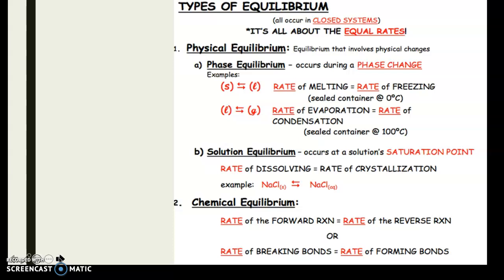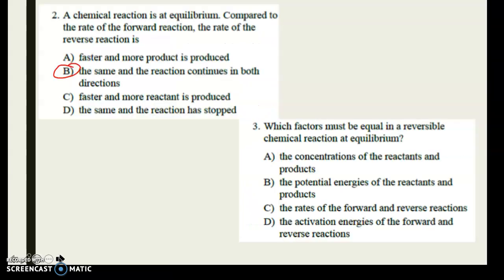Now, in terms of concentration, we cannot have a chemical reaction without concentration. So concentration will always be present for the forward and the reverse reaction, but the rate of the forward will always equal the rate of the reverse reaction. There's a couple example problems. I answered this one already.